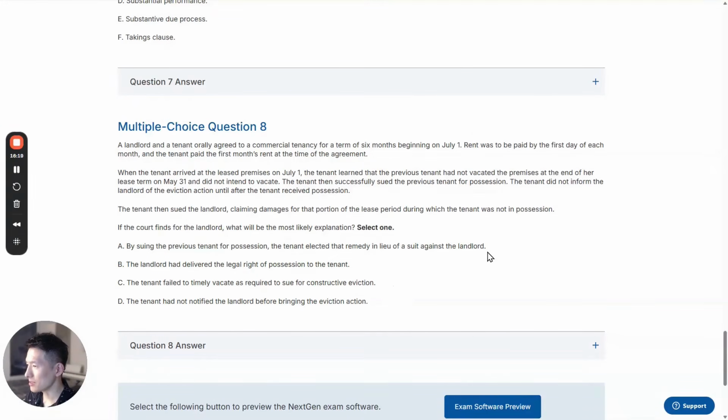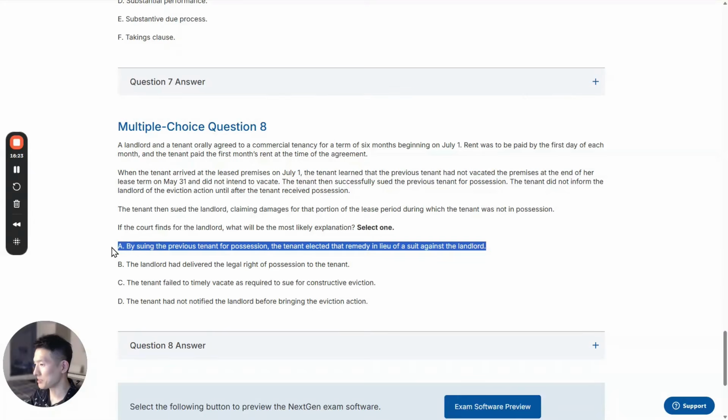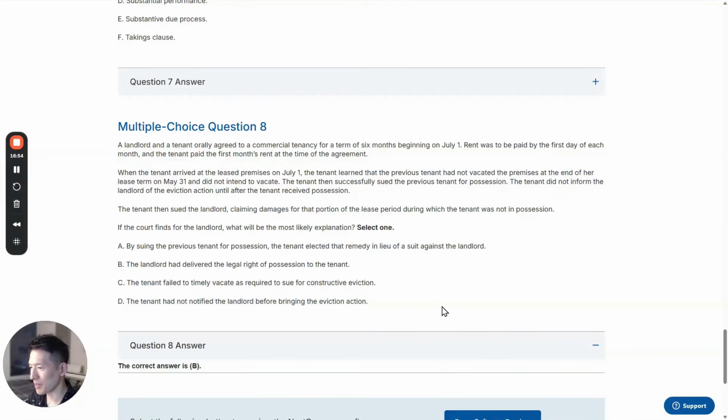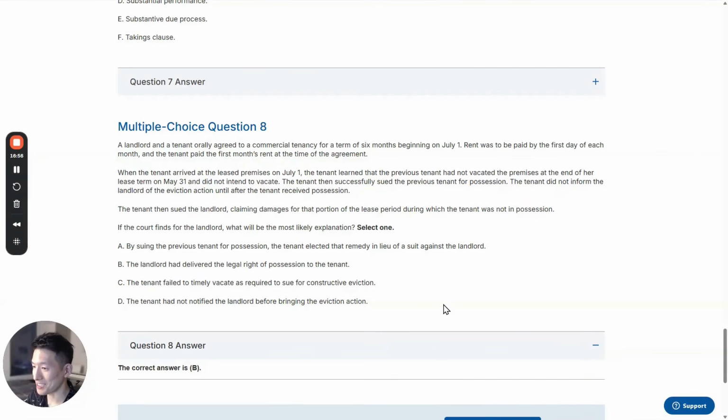A is out because there's no self-help concept that says that if you do self-help, you give up other remedies. There's no concept that says you are electing that particular self-help method. You're not giving up other ways to recover damages. So out of these choices, B is the least worst option here. And when we check this with the benefit of hindsight, the correct answer is B.